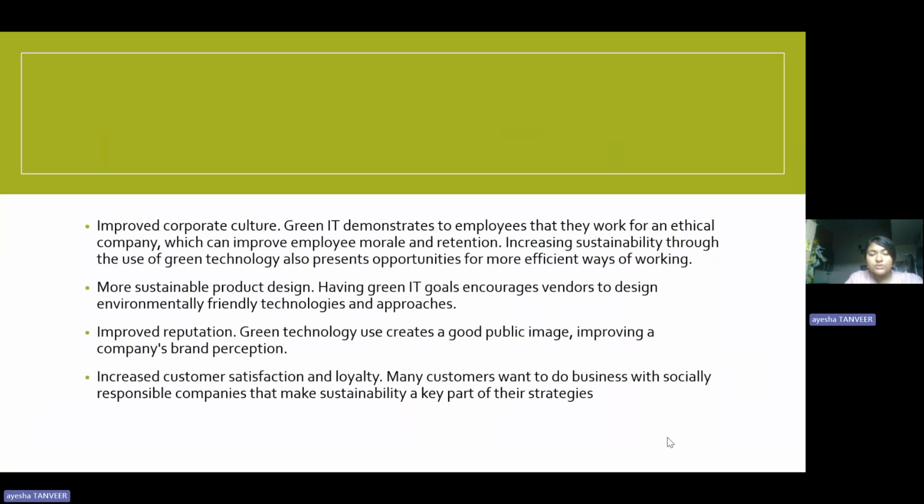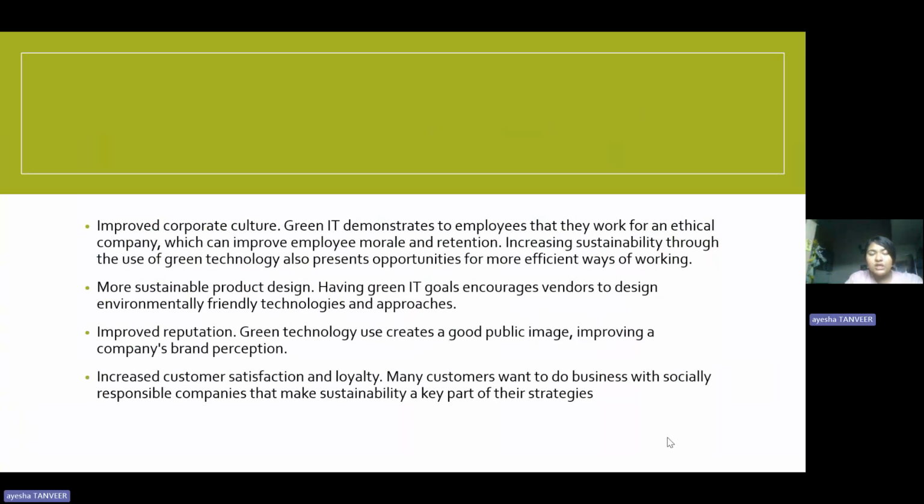Improve reputation. Green technology use creates a good public image, improving a company's brand perception. Increase customer satisfaction and loyalty. Many customers want to do business with socially responsible companies that make sustainability a key part of their strategies.